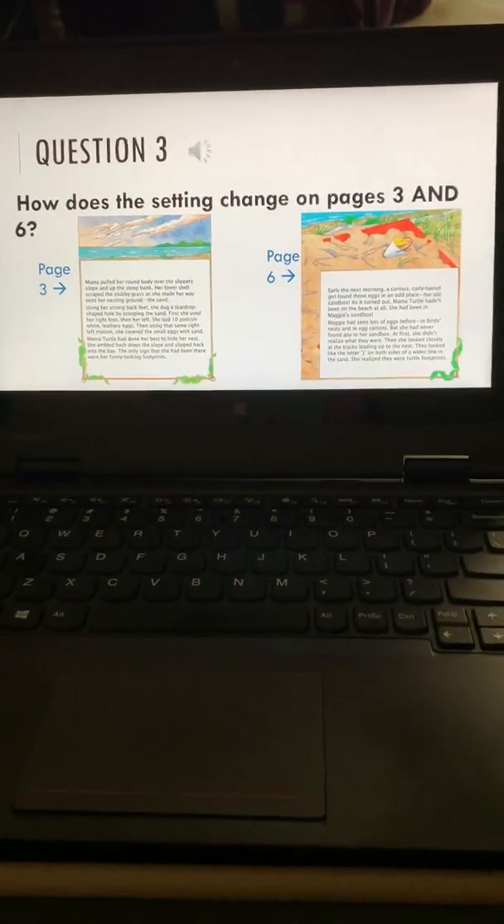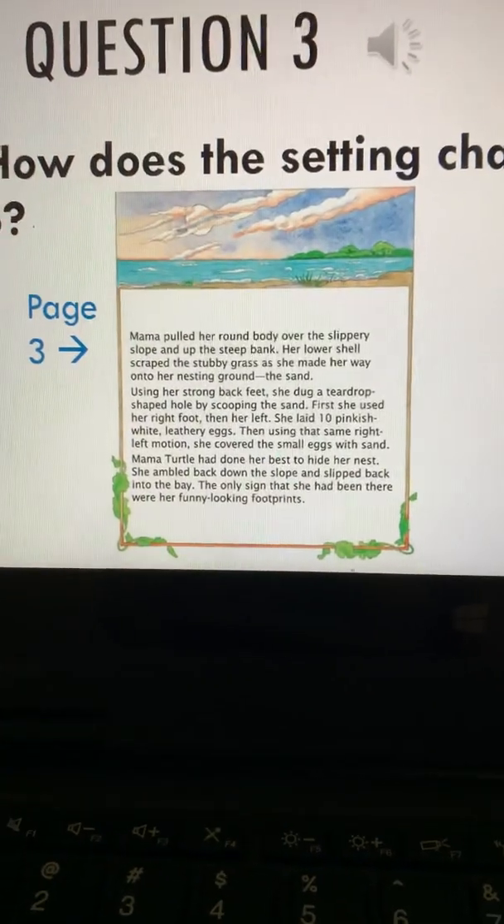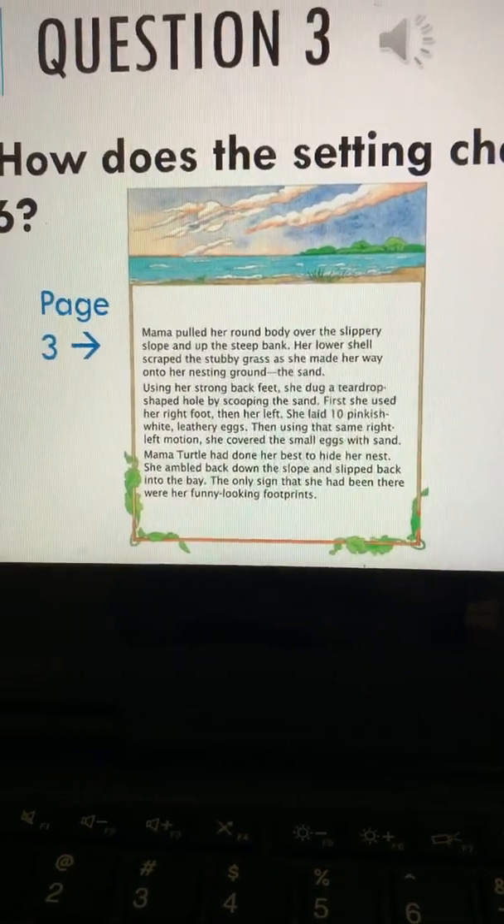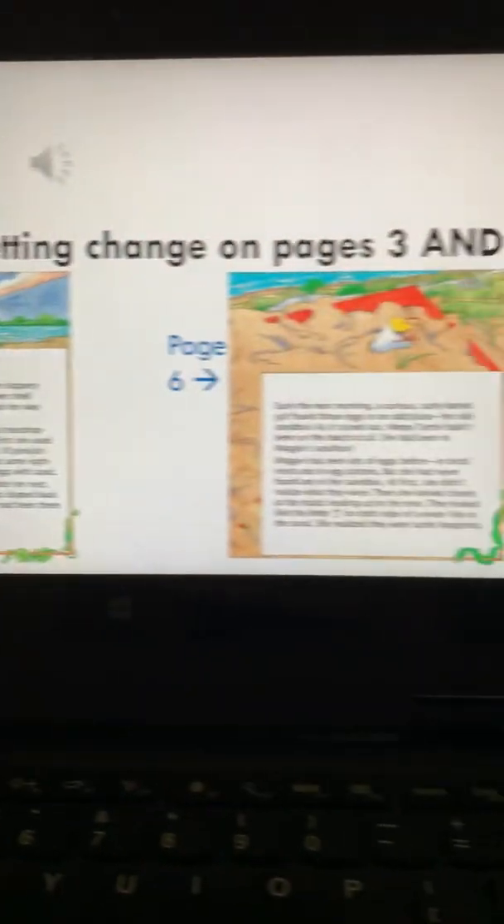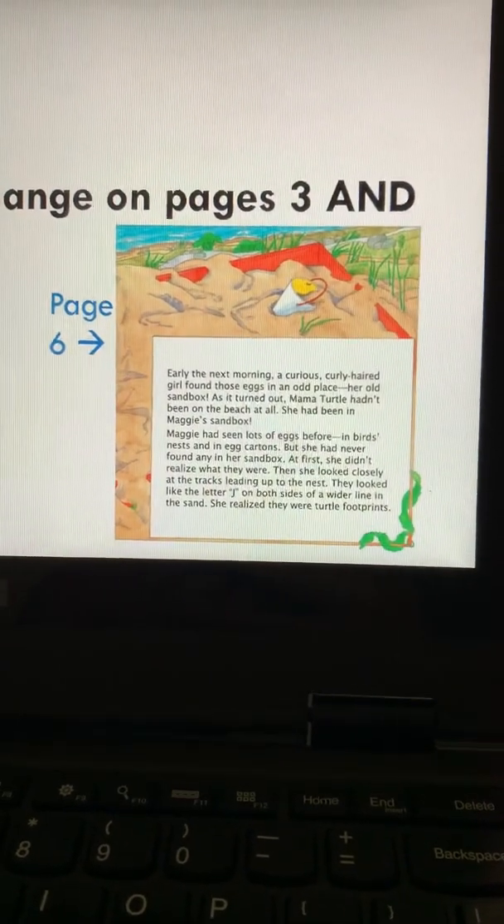Question 3, how does the setting change on pages 3 and 6? So I took a picture of page 3. This is page 3. How is this setting changing all the way to page 6? And there's that picture of page 6.